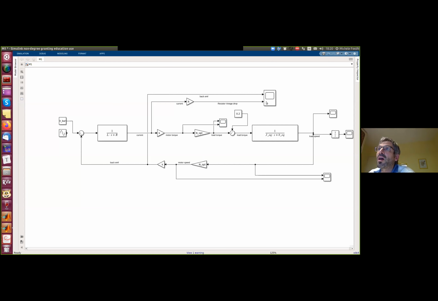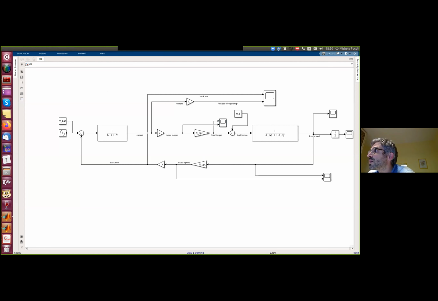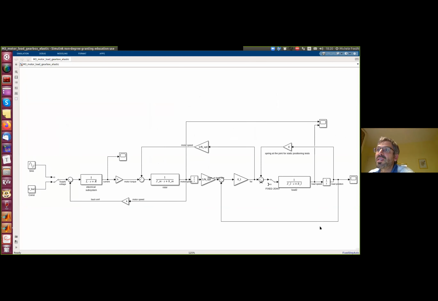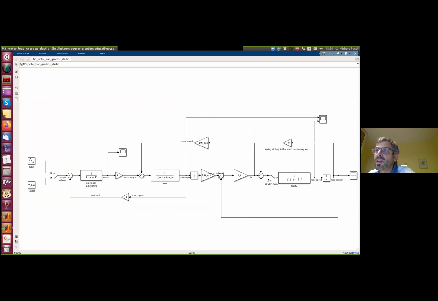There is an optional exercise if we want to add compliance and model elasticity into the system. In this case, we need to split the two dynamics, because now the motor mechanical dynamics is separated from the load dynamics by means of a spring. You can check this exercise to see how it works.